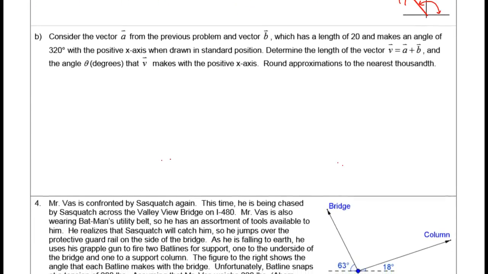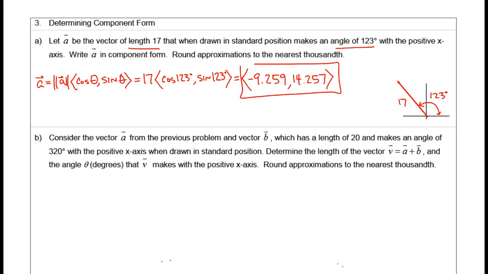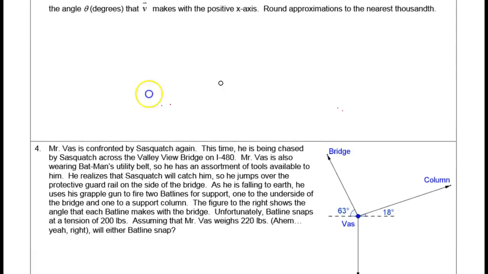Part B says consider the vector A from the previous problem and a new vector B which has a length of 20 and makes an angle of 320 degrees with the positive x-axis when drawn in standard position. Determine the length of the vector V, which is vector A plus vector B, and the angle theta degrees that V makes with the positive x-axis. Round approximations to the nearest thousandth. Okay, so this one is a little trickier than the previous problem. I'm going to go ahead and try to sketch a picture out here.